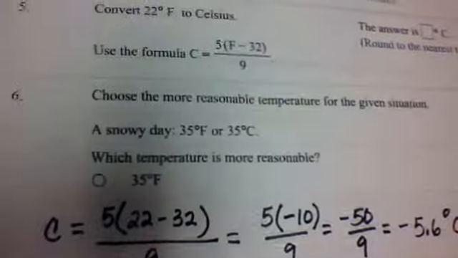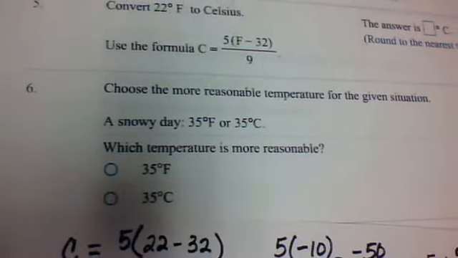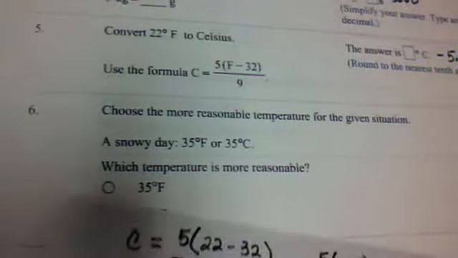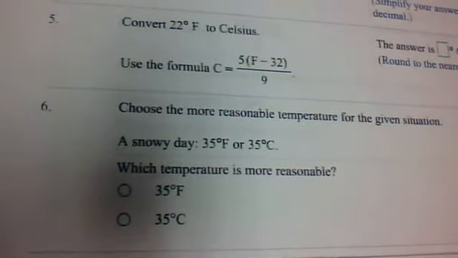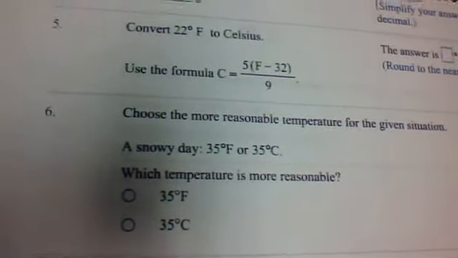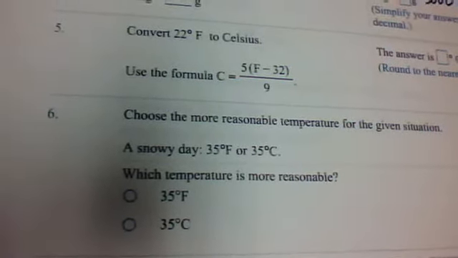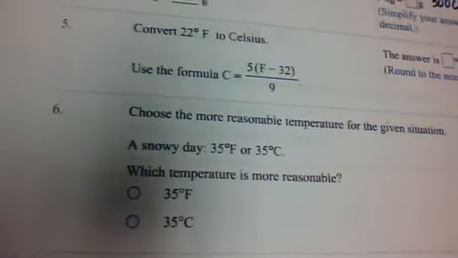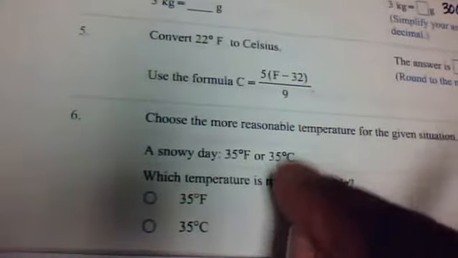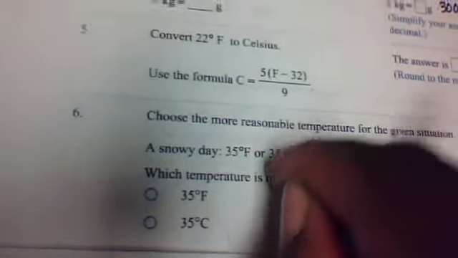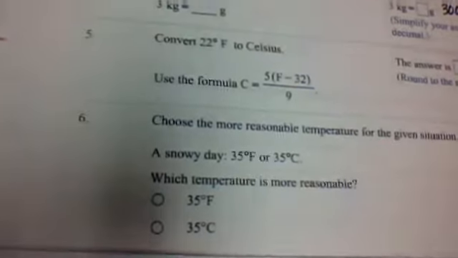All right, take a look at problem number 6. Choose a more reasonable temperature for the given situation. In this case, a snowy day, which is 35 degrees Fahrenheit, or 35 degrees Celsius. What I'm going to do is convert 35 degrees Celsius into Fahrenheit. That way I can compare that to see which one would be more appropriate for a snowy day.